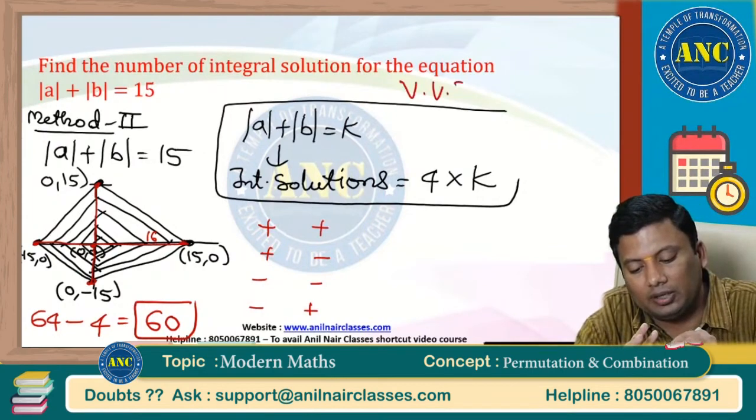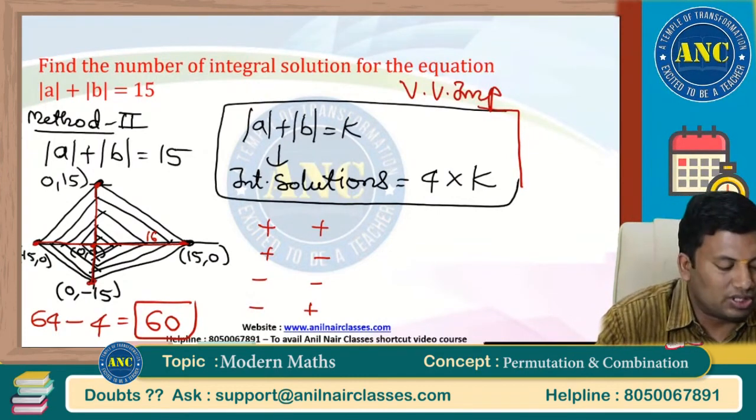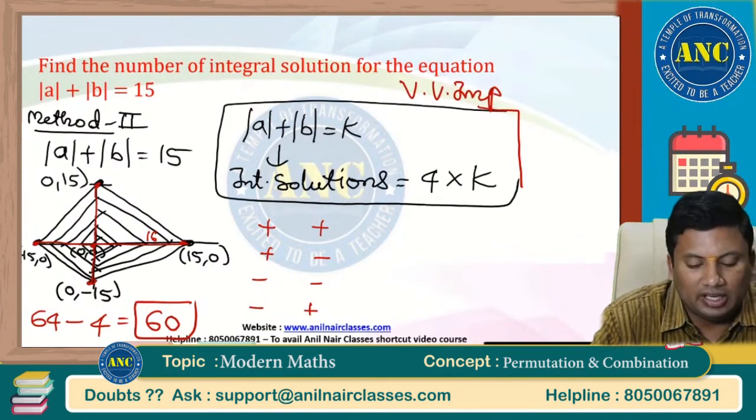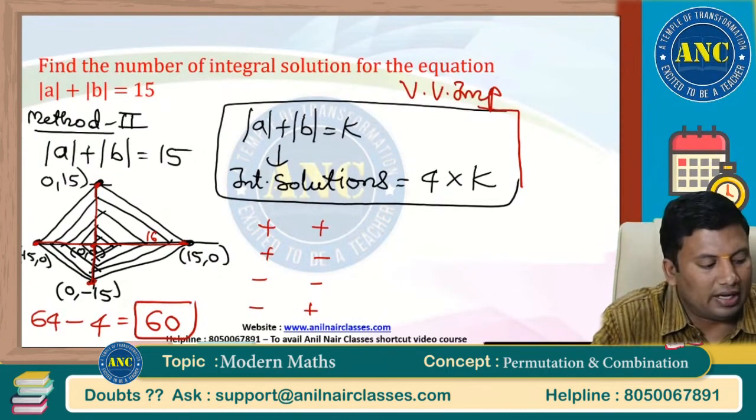Extremely important point. Mod A plus mod B equivalent to K. The number of integral solutions will be 4 into K. I hope the idea is clear.